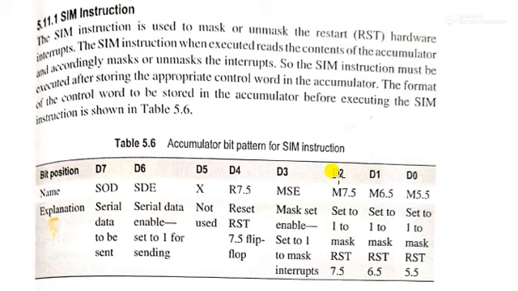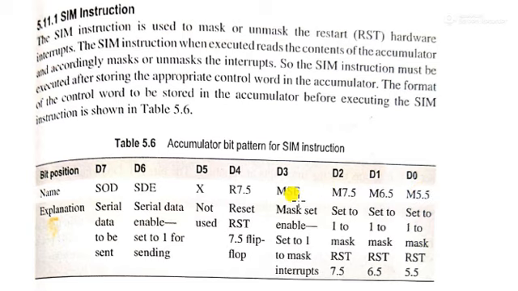Okay, come to the next bit, the D3 bit. The D3 bit is for Mask Set Enable, MSE. Mask Set Enable for what? For the D0 to D2 bits. If the D3 bit is 1, then only the D0, D1 and D2 bits are enabled. That means if it is 1, it will enable the D0, D1, D2 bits. If it is 0, it will disable the D0, D1 and D2 bits.